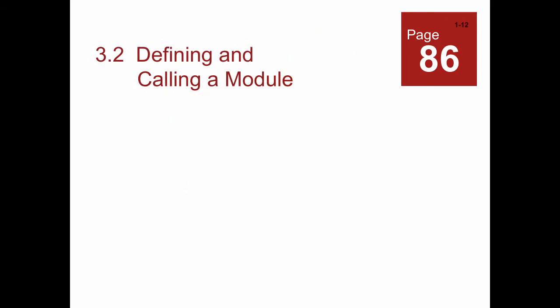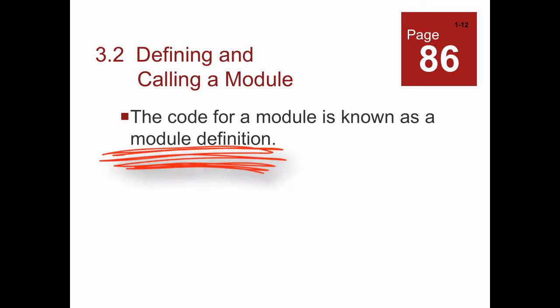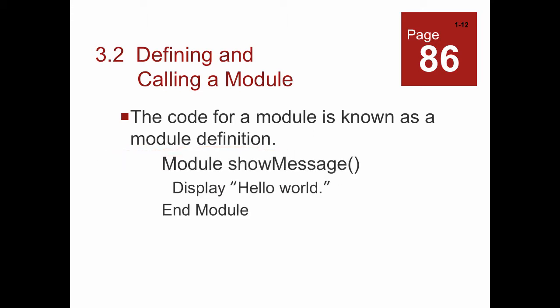So we've written our module. How do we then get it to work inside the program? Well, the code for a module is known as a module definition. The module definition might look something like this. It might say the module name is called show message, and notice it's got a parentheses afterwards. That means it's actually going to work. And then it's going to display the message hello world, and then it's going to end the module.